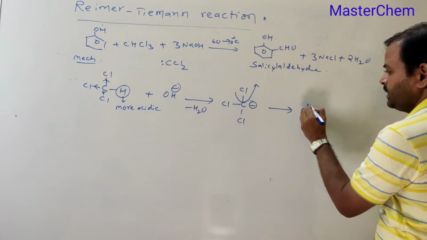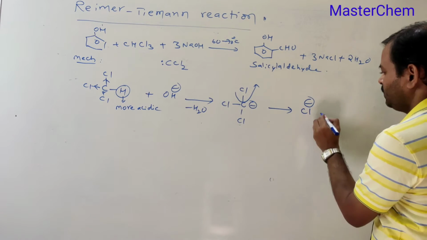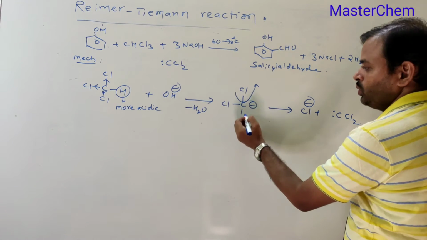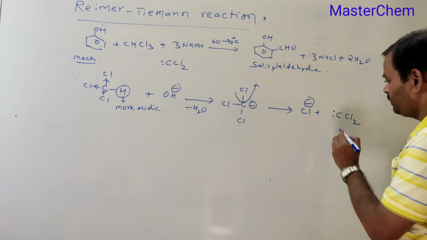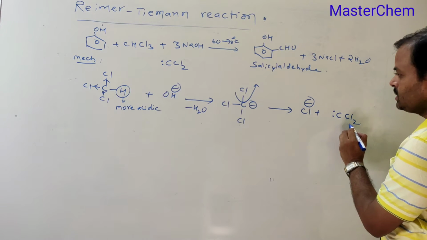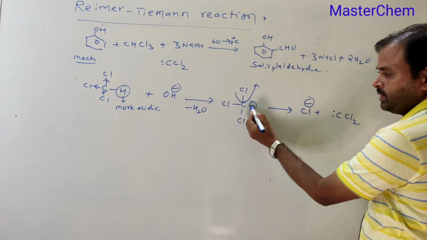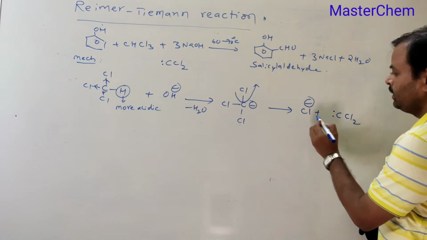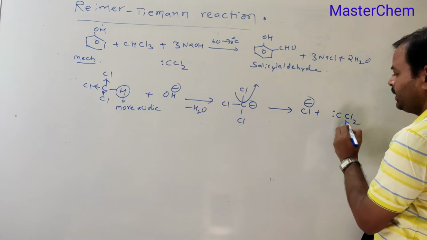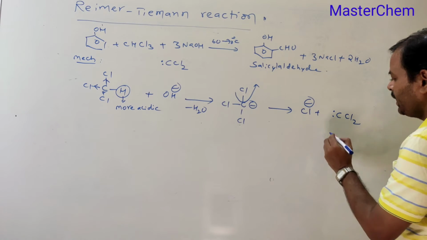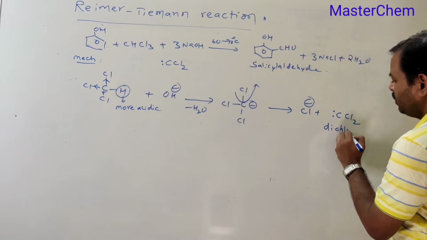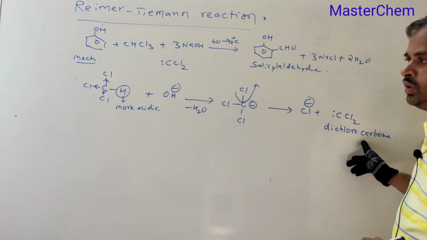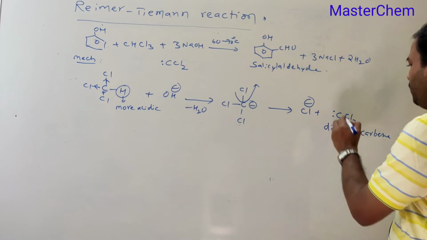Now Cl will leave as Cl minus. That's why this becomes dichlorocarbene. Two chlorines with two electrons, so with its own electrons and one extra electron, it gets a negative charge. Here Cl leaves as Cl minus and the remaining is dichlorocarbene. So this is a neutral electrophile, very important.